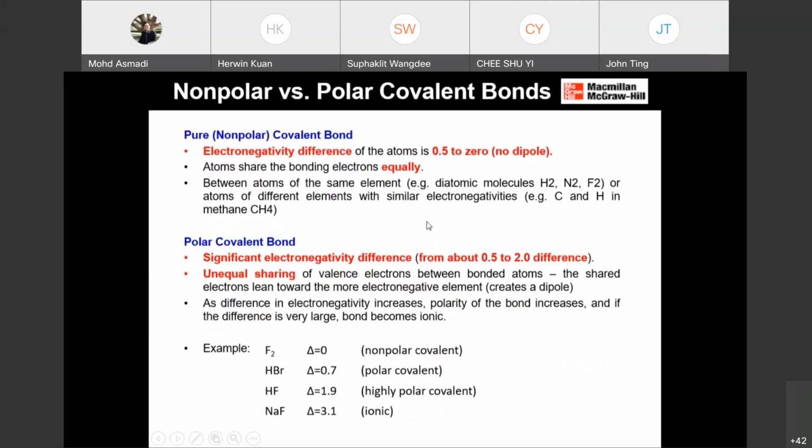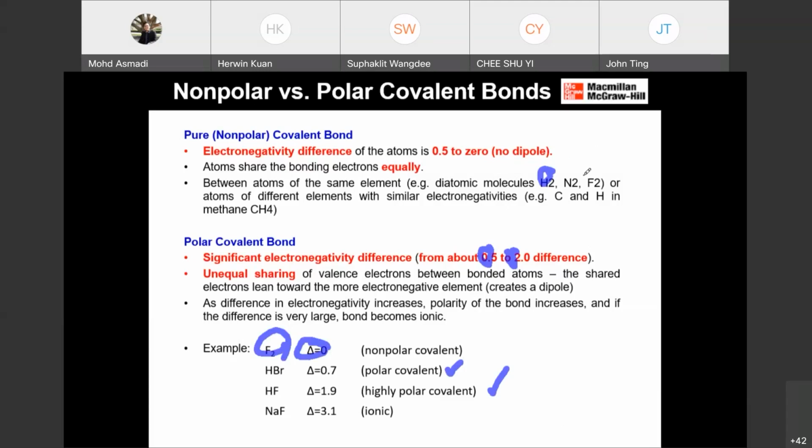Okay, but polar covalent bondings have significant electronegativity difference. If you look at here, that is 0.5 to 2. Okay, so they can form the polar covalent bondings. Like HBr, okay, HF, that one is like a high polar covalent. Okay, this one non-polar is 0, fluorine, because the same electronegativity.